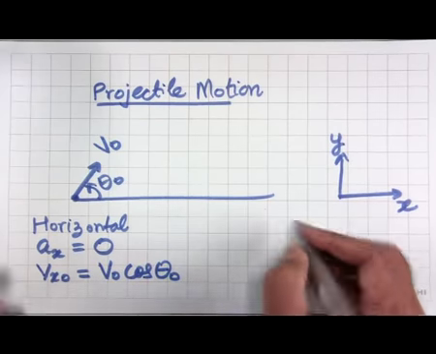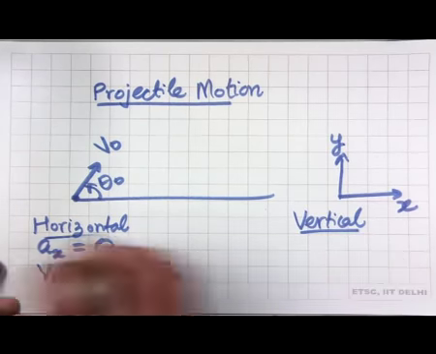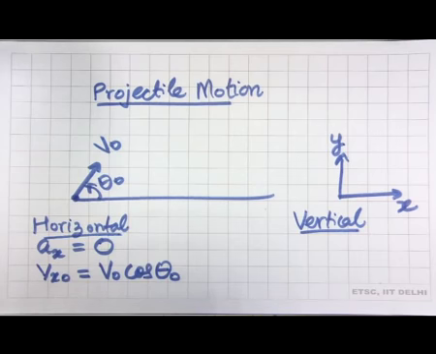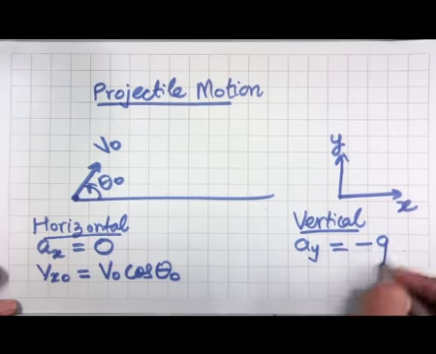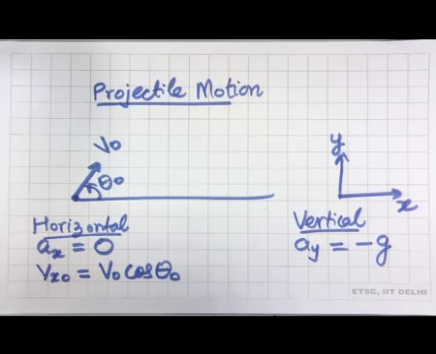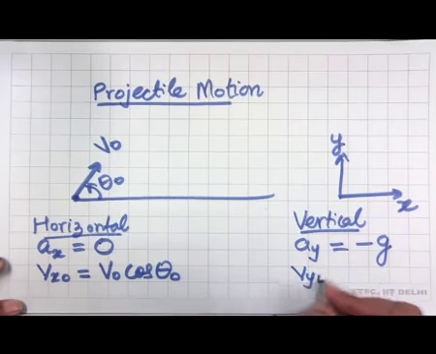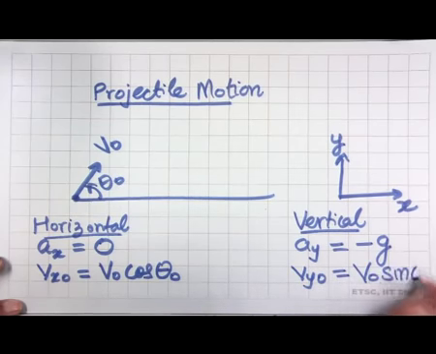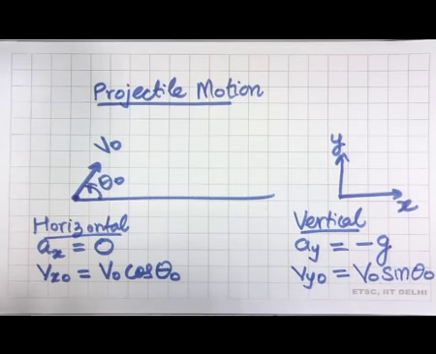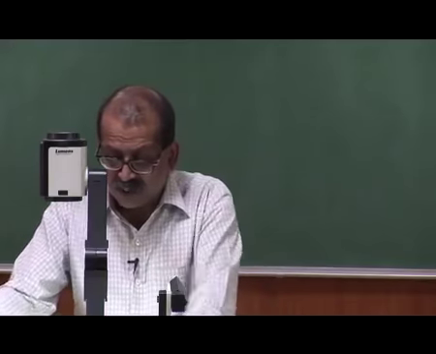And if we look at the vertical motion, which is in a sense decoupled from the horizontal motion, the acceleration is equal to the acceleration due to gravity, and because y is pointing upwards, ay is equal to minus g. The initial velocity in the y direction will be equal to v0 sin theta 0. So from this we get 2 straightforward relations.